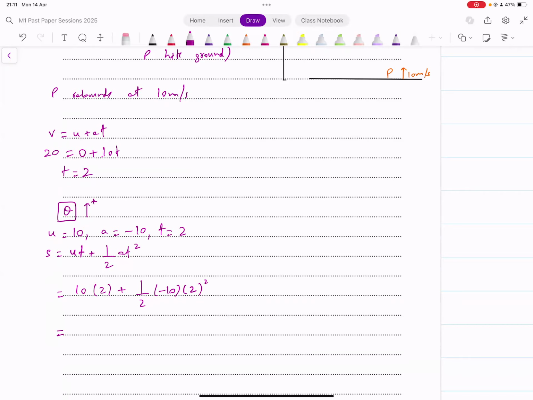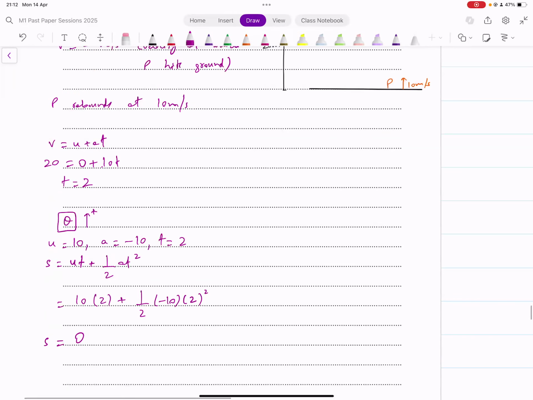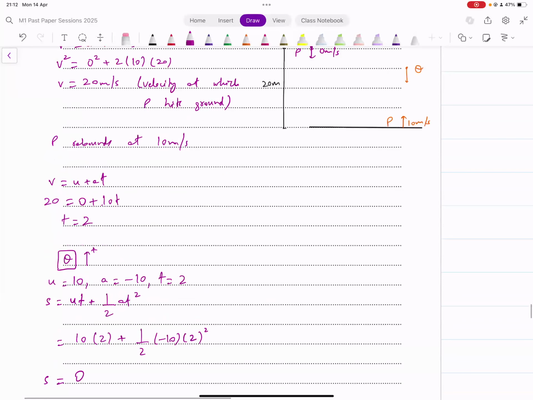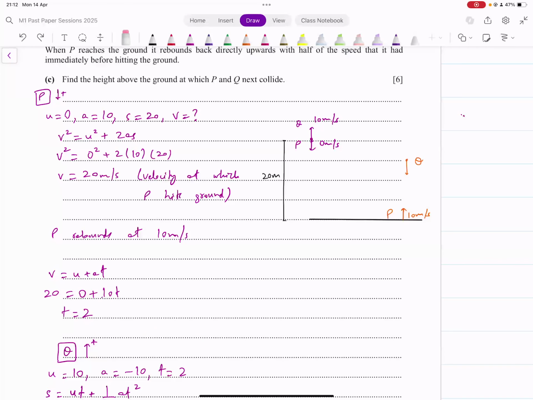That's 0, right? Yeah, okay. So this is 0. So displacement turns out to be 0. What that means is, it's still, so now Q is starting its journey from here. But now, since it's moving in the downward direction, its downward velocity now is 10 meters per second, right?